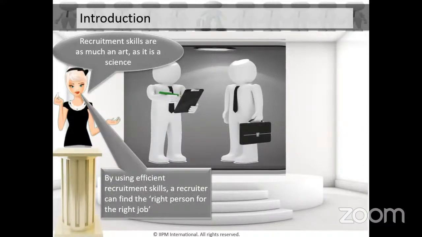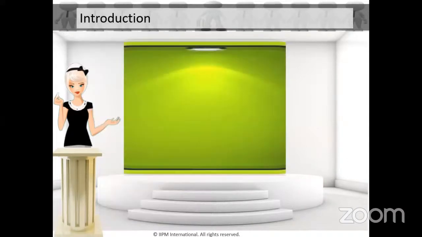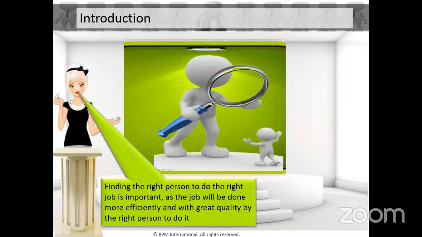By using efficient recruitment skills, a recruiter can find the right person for the right job. Many organizations are suffering because the wrong people have been found for the right jobs. And when a wrong person is found for the right job, it never makes it right. Therefore, it is important to find the right person for the right job, as the job will be done more efficiently with great quality by the right person to do it. So there is a right person for the right job.